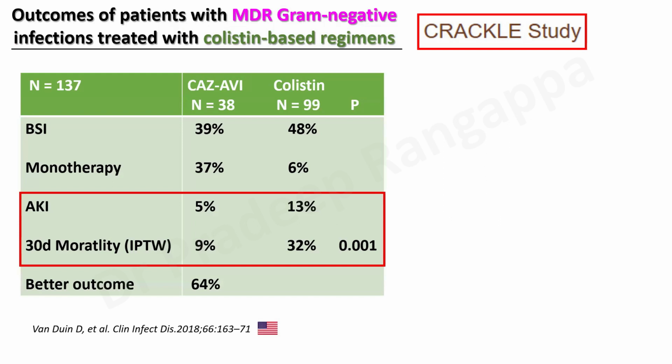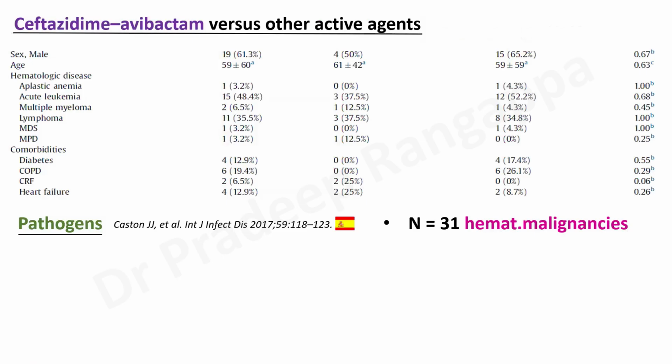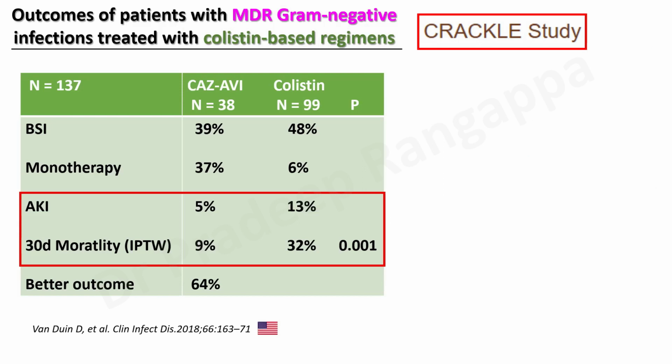As you see, AKI you would expect was significantly less in Ceftazidime-avibactam. But what they found is 30-day mortality, this is inverse probability of treatment weighted, was significantly less in Ceftazidime-avibactam as compared to the colistin. And a better outcome was found in this Ceftazidime-avibactam group. So this was a direct comparison with colistin. But here they use combination. As you see, monotherapy was used only in 37% and monotherapy of colistin was used only in 6% of the cases. So that was a study which showed that it appeared to be superior to colistin when compared with Ceftazidime-avibactam.